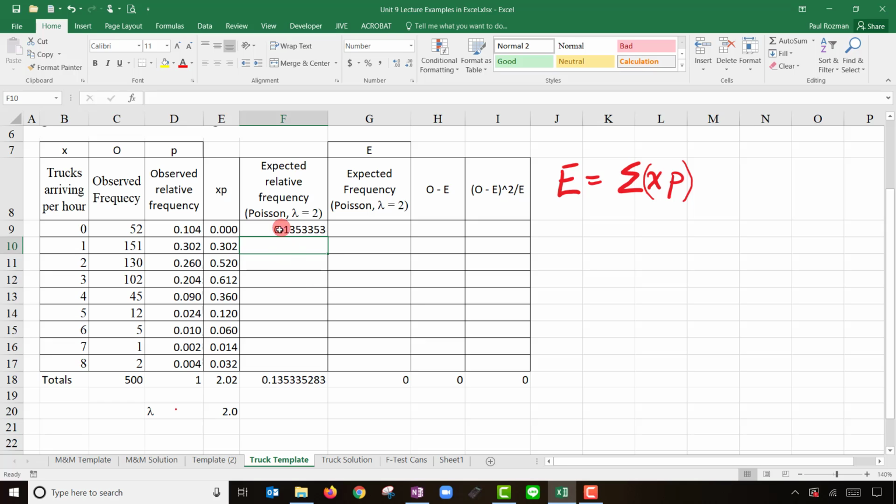The probability of having no trucks arrive if on average 2 trucks arrive is 13%. We observed 10%. So basically we're comparing these values. And we're going to do that for all of the rest. You can see why you'd want to use Excel for this. You have to do a lot of probability calculation.